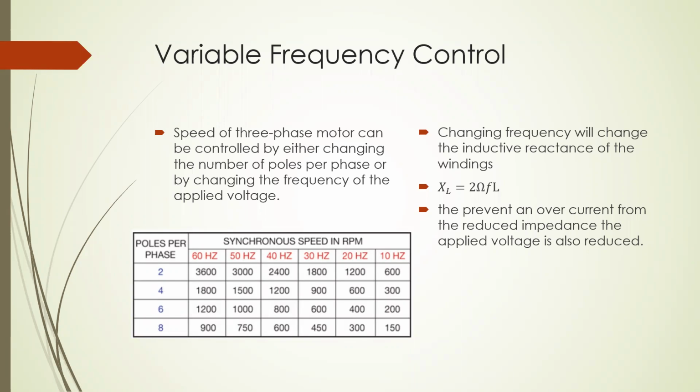Now, if we change the frequency of the synchronous AC motor, this is going to change the inductive reactance of the motor. So remember, a motor is a series of coils. These coils produce magnetism. And inductive reactance is a function of the inductance and the frequency. As the frequency gets lower and lower, there's less and less inductive reactance. So to prevent the motor from getting into an overcurrent situation to where it will burn up, we also have to reduce the amount of voltage. So if we have a low frequency, we have to have a low voltage.